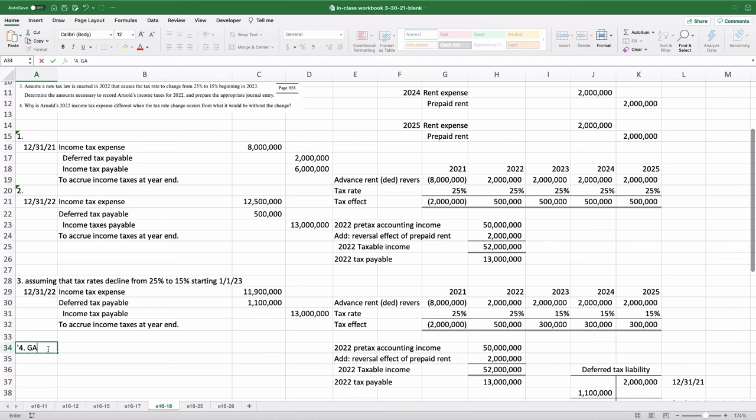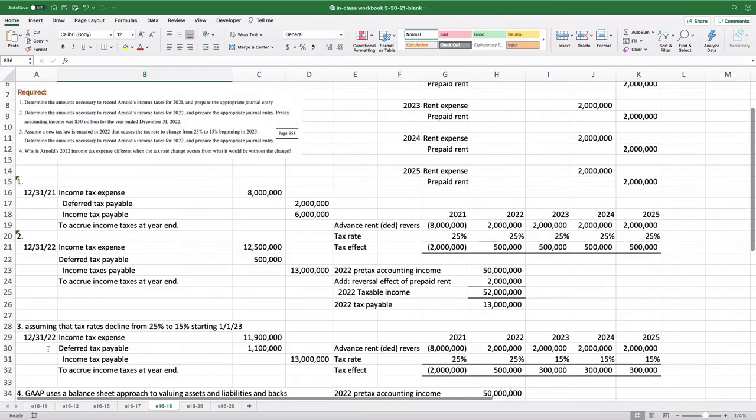GAAP uses a balance sheet approach to valuing assets and liabilities, and backs into the income statement, i.e., income tax expense. So that's the important thing to remember there.